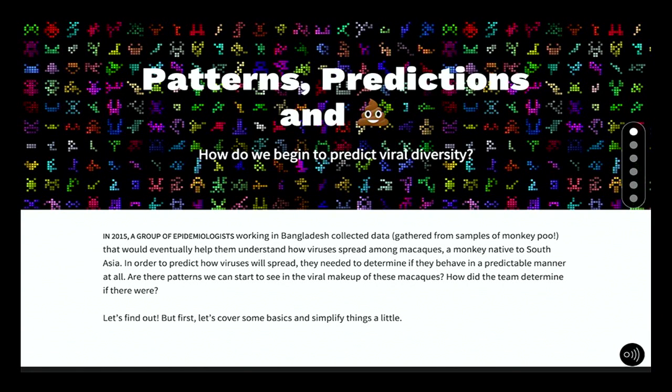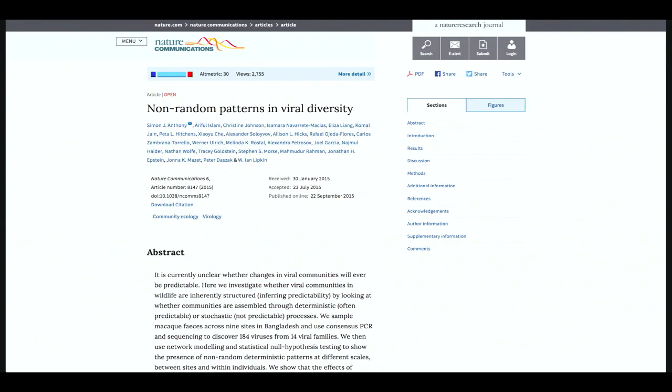So the next project I want to talk about is called Patterns, Predictions, and Poop. It's an interactive narrative and game to teach people about viral diversity and prediction. To give you some context, Dr. Simon J. Anthony, a virologist and professor of epidemiology at Columbia, came to us with a request to help explain some of his recent research that he'd written about viral diversity.